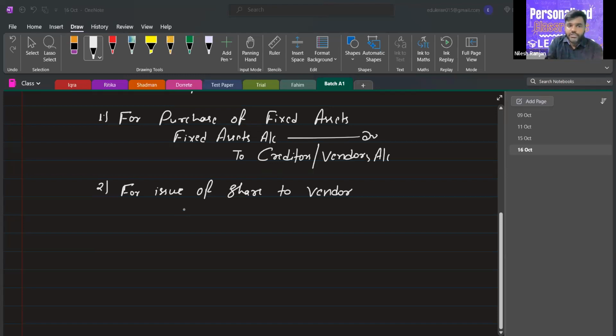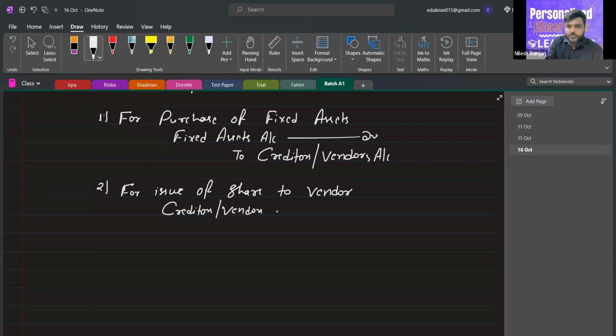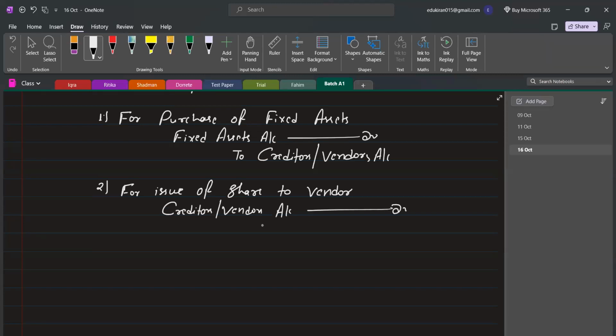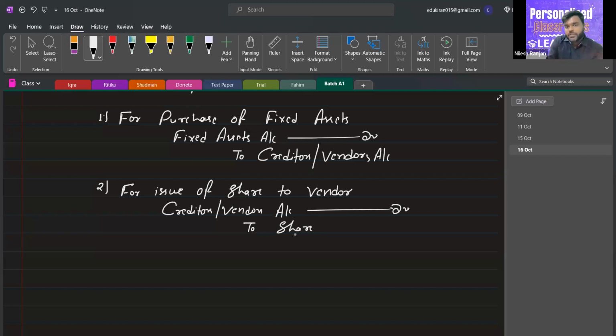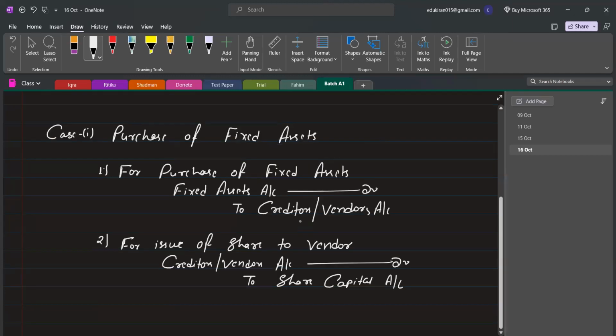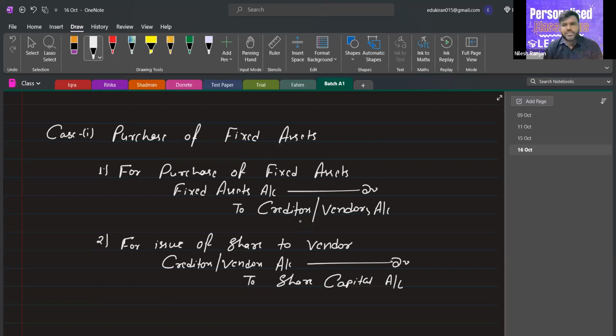So creditors or vendor account debit to share capital. If it is equity, then equity share capital. If it is preference, then preference share capital. That's it. So this is the journal entry for the first case. Okay, is this clear? Yes, sir. This is very simple.